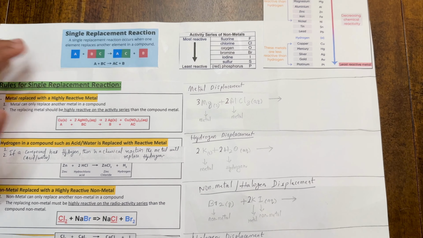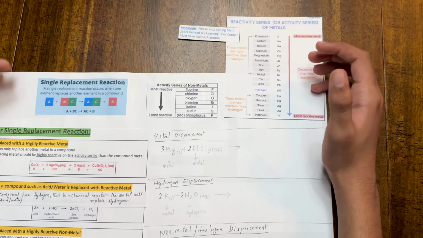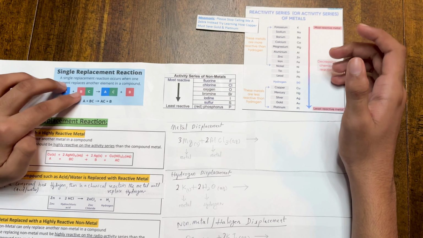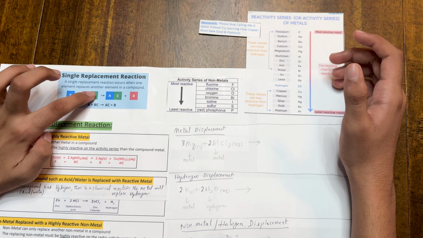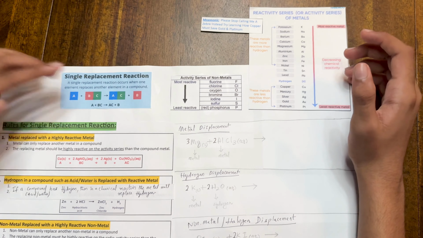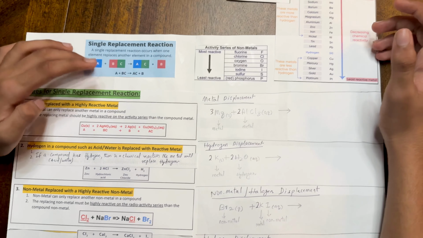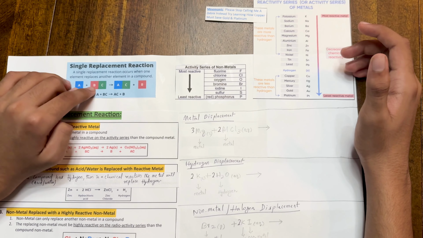In this case, element A would replace element B and would pair up with element C, and then B would be left out. The way this works is that you have to think about reactivity. Let's say element A and element B are metals and element C is a non-metal. A metal cannot replace a non-metal, so the metal will have to replace just a metal, which is rule 1. When a metal replaces another metal, it depends on whether A is more reactive than B. If A is more reactive than B, then A is able to pair up with C, because A is more reactive.